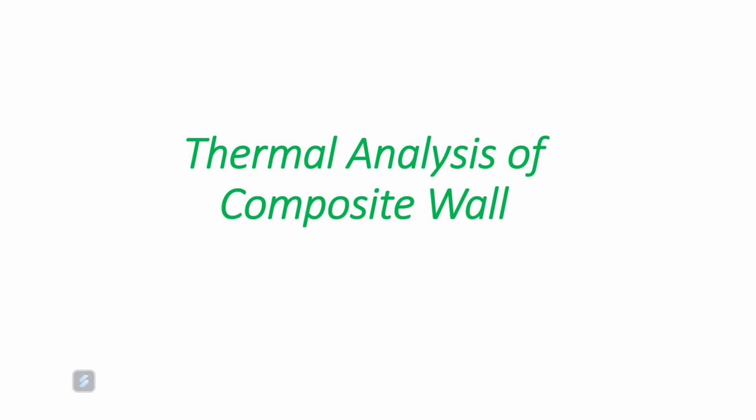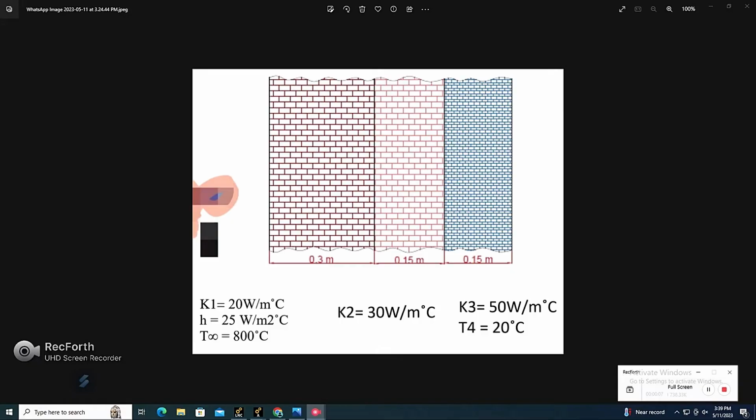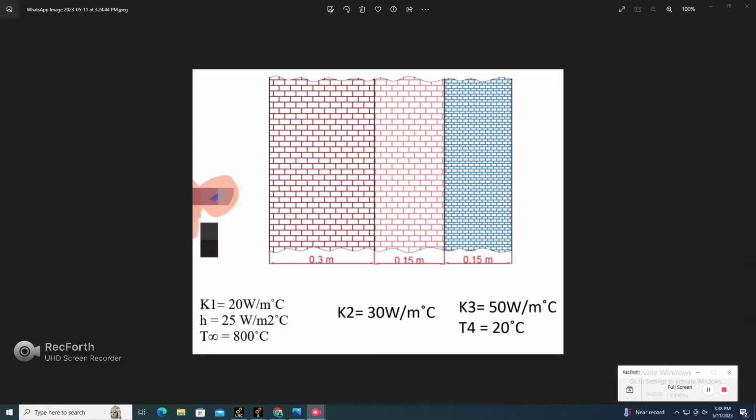In today's video, how to solve the thermal temperature distribution on a composite wall. On the screen, the wall is given with different thickness sections. So let's start. The K1, K2, K3 and temperatures, and on one side the convection heat transfer, are shown with values. The first thickness is 0.3 meter, the second is 0.15 meter, and 0.15 is the third one.